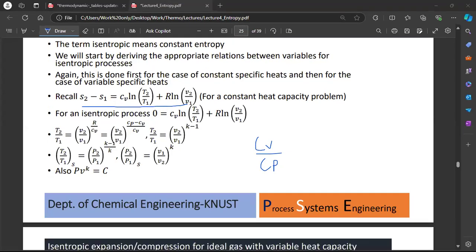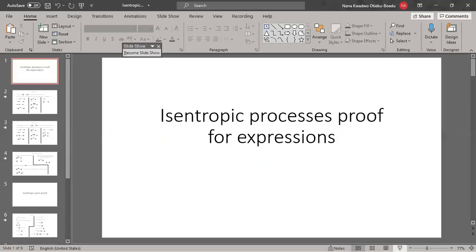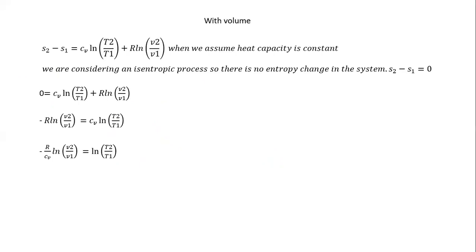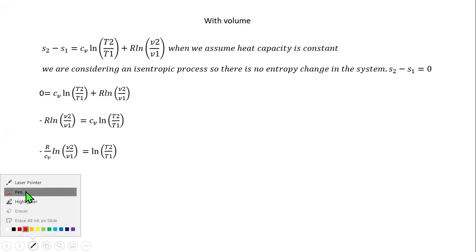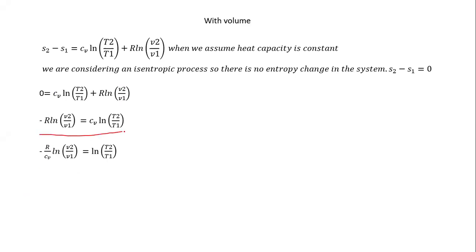If you want to go through the algebra in the math, you can go through. I think I've sent this to you as well. I did everything step by step. So S2 minus S1 is 0. We'll have CV ln T2 over T1 plus R ln V2 over V1. Then we can send the R ln V2 over V1 over the equal sign, and we'll end up with this expression here. Then I can divide through by CV to get this. But even before that, I have this as a coefficient of a natural log, so it can become a power.